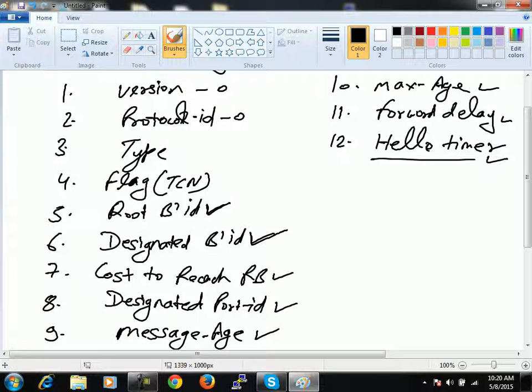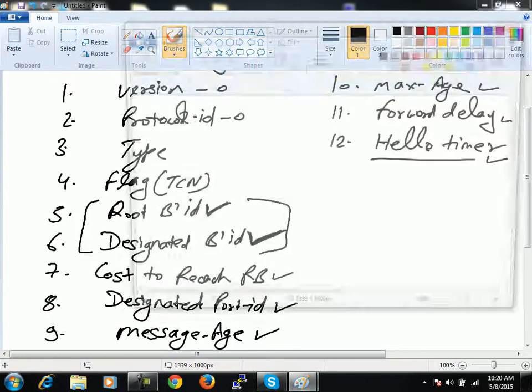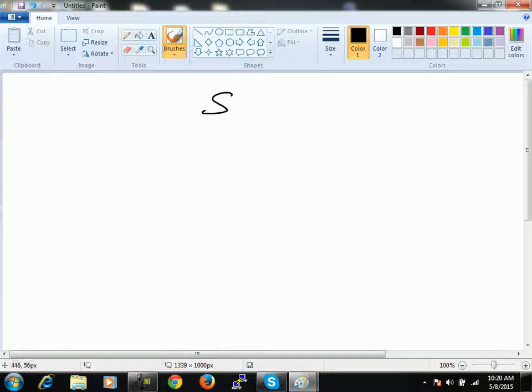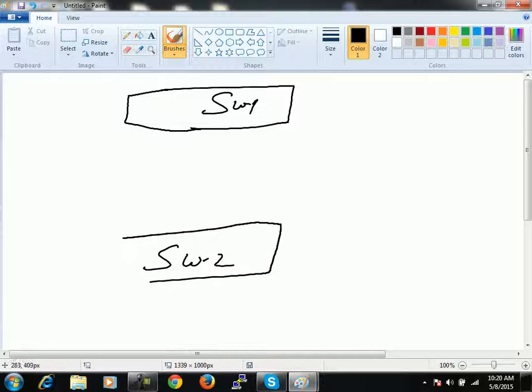But for now, the most important thing for us is what? Root bridge ID and designated bridge ID. So this information will be contained in the configuration BPDU. So remember, for example, now you are having two switches. Let's say this is switch 1, and this is switch 2. You have interconnected these two switches together using 0/1.